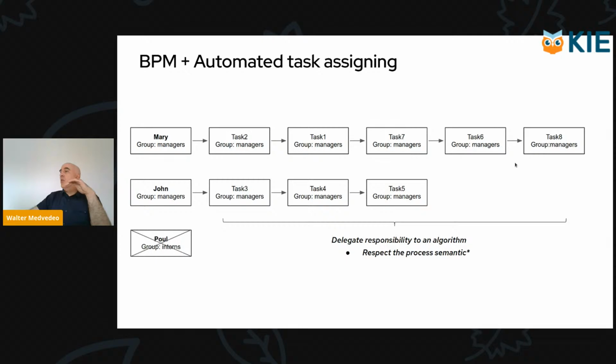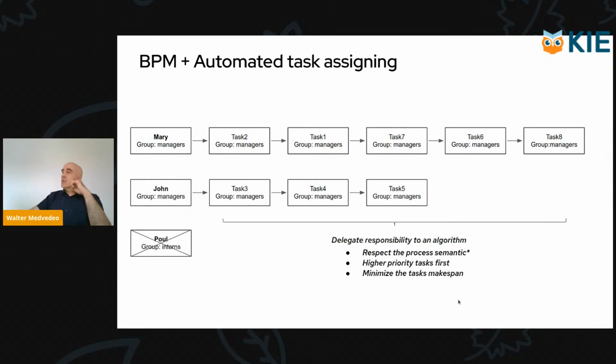If we can do this, of course, this algorithm needs to respect the process semantics, right? We don't want, for example, this task assigned to Paul here because he's not a manager in this case. If we could delegate to an algorithm, maybe we can start introducing certain optimization criteria to this algorithm. Maybe we want to instruct the algorithm to start assigning high-priority tasks first. Maybe try to put the higher priority task at the head of this list, right?